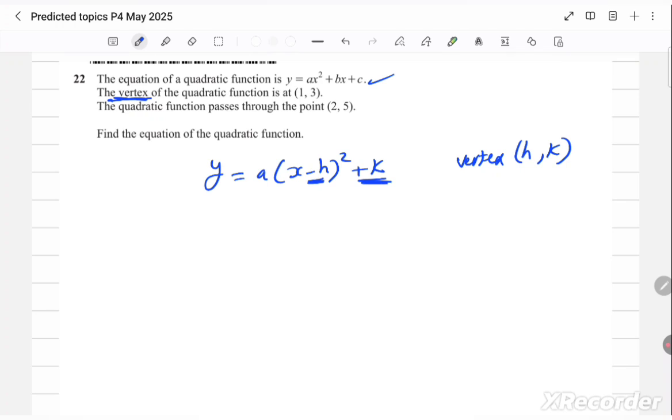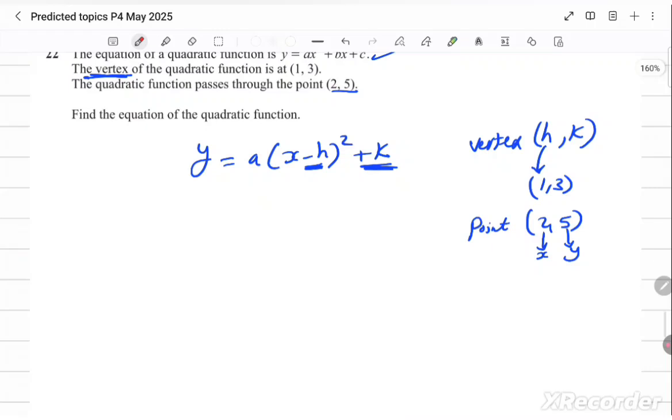Okay, so what information do we have? They said that the vertex is (1, 3). What else? They give us a point on the graph. A point is (2, 5). It means this is x and this is y. So now we need to substitute in this formula to find a. My problem is that I don't know a. So let's substitute. y is 5, we don't know a, and x is 2 minus h, which is 1, squared, plus k, and k is 3.